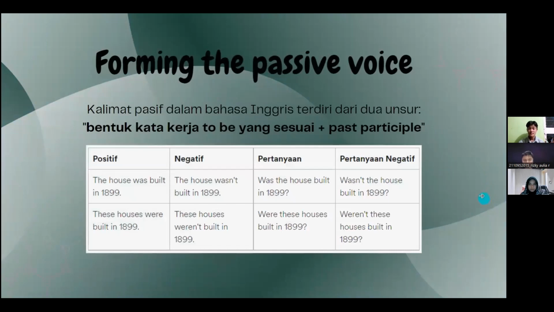Okay, the next is forming the passive voice. Passive voice consists of two elements: to be plus verb 3. For the example, we can see on the screen. In positive form, the house was built in 1899. For the negative form, the house wasn't built in 1899. For interrogative, was the house built in 1899? And the last is negative interrogative: wasn't the house built in 1899? Next slide.